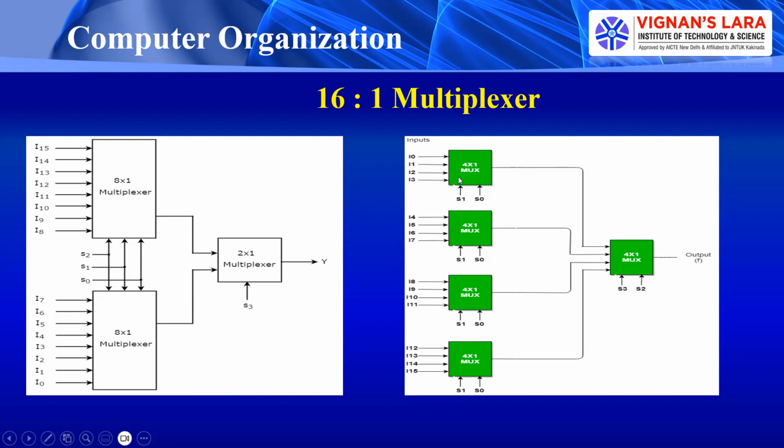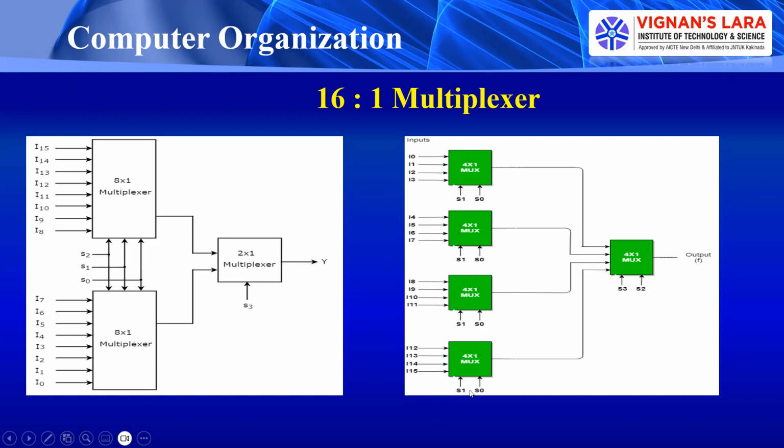For a 4 by 1 multiplexer, there are 4 inputs with 2 selection lines and 1 output. Referring to the 4 selection lines S3, S2, S1, S0, S1 and S0 continuously change through 0, 0, 0, 1, 1, 0, 1, 1. So the first multiplexer has inputs I0 to I3. This is the second multiplexer, with inputs I4 to I7. This is the third, I8 to I11. This is the last, I12 to I15.